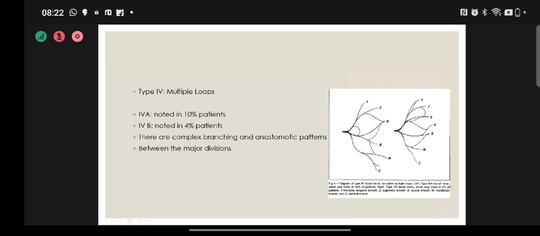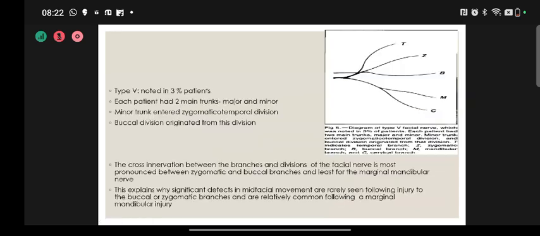Type 4 is multiple loops. 4A is noticed in 10%, 4B is noted in 4%, and there are complex branching and anastomotic patterns between the major divisions. Type 5 is rare, noticed in 3% of the patients.